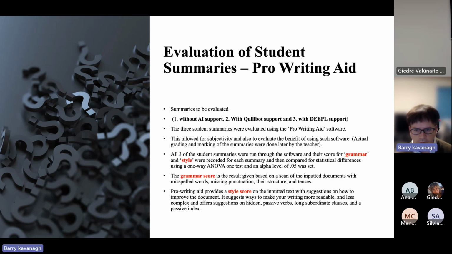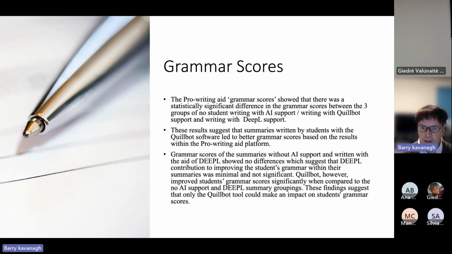So the grammar score is a result given based on a scan of the inputted documents, and it looks at misspelled words, missing punctuation, structure, and tenses. The style score is a little bit different. It looks at how to make your writing more readable, less complex, offers suggestions on hidden passive verbs, long subordinate clauses, and passive indexes, etc. So let's have a look at some of the findings.